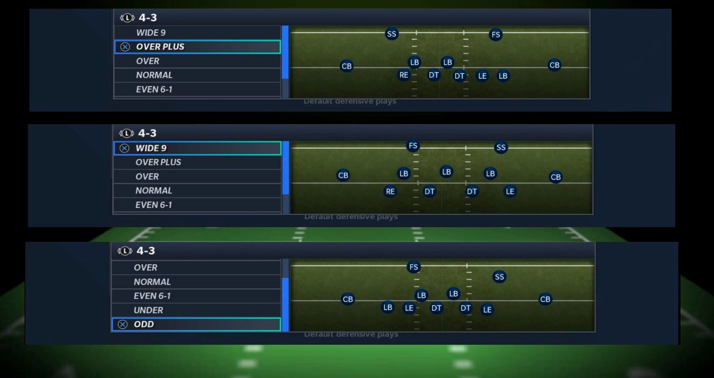So, 4-3 over plus and 4-3 over odd. I would say 4-3 over plus will be the best run defense in the game for stopping the run, and 4-3 over odd will be the second best defense for stopping the run. And you already know the gaps and the holes between 4-3 normal, 4-3 over, 4-3 under, and 4-3 wide 9.